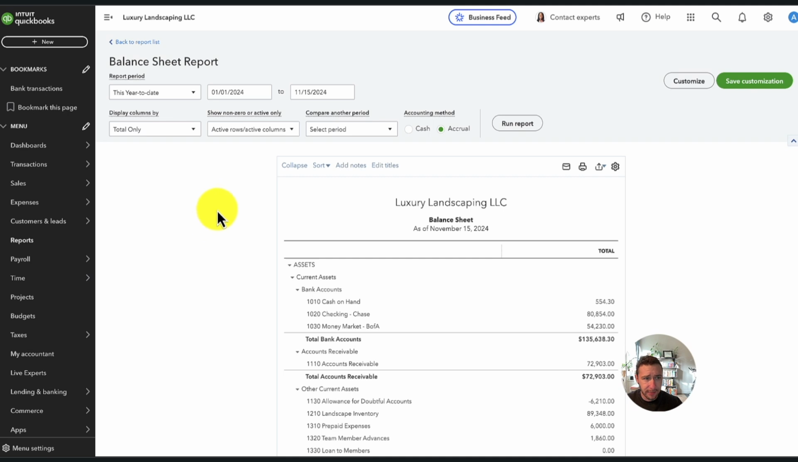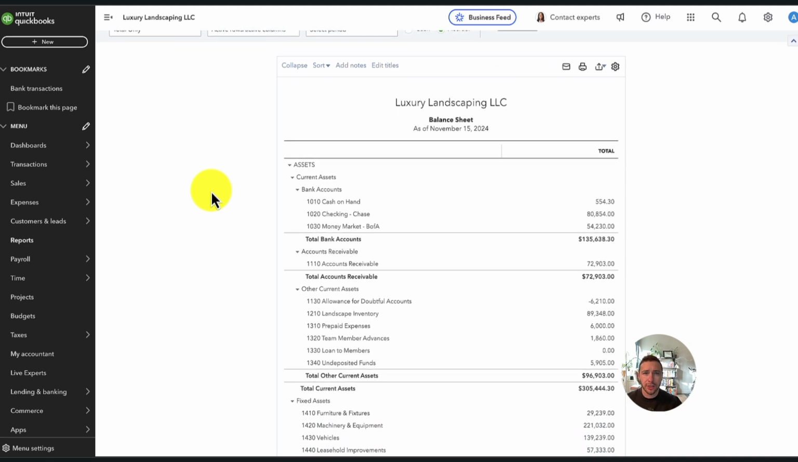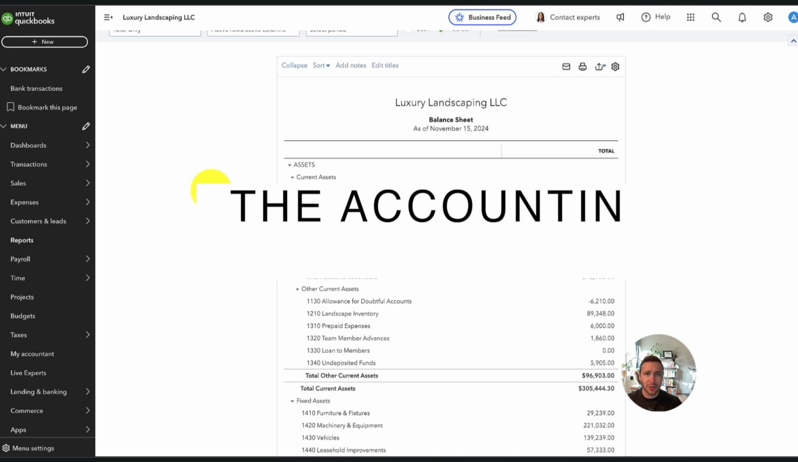So here we have the balance sheet report. And with the balance sheet, this report is just a snapshot of a moment in time for your business. So usually just for a certain day, you can look at the balance sheet of a business. And the reason why it's just a snapshot is that the balance sheet is trying to show you how much your business is valued.